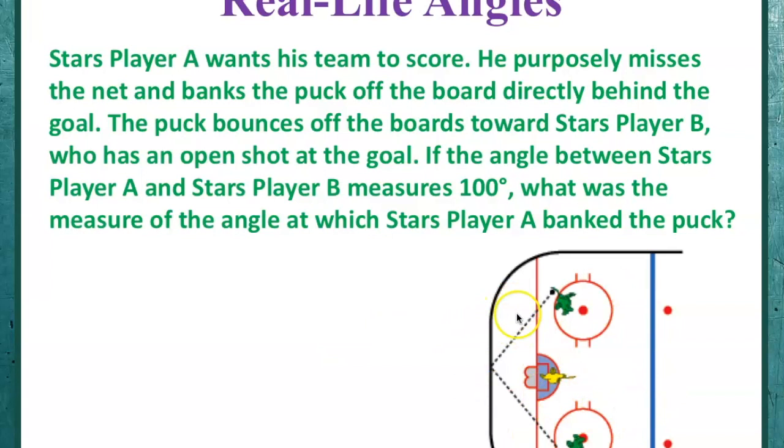So we need to figure out what was this missing angle. Well, we know that this is 180 degrees. We know that this is 100 degrees in here, so the total has to be 80 degrees between the two. But we need to divide that in half. So 80 degrees divided in half would be 40 degrees.